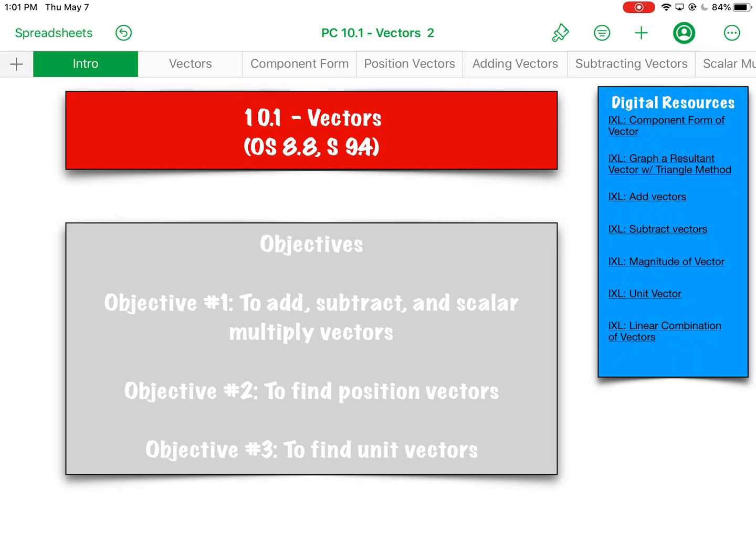What's up, everybody? Today we're going to be starting a quick little unit on vectors. In this lesson, we're going to focus on objective number 1 here, which is being able to add, subtract, and scalar multiply two vectors, okay?